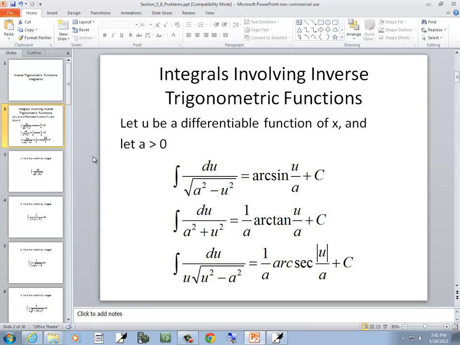And the integral of 1 over a squared plus u squared du is equal to 1 over a arctangent of u over a plus c. And the integral of 1 over u times the square root of u squared minus a squared is equal to 1 over a arcsecant of the absolute value of u over a plus c.